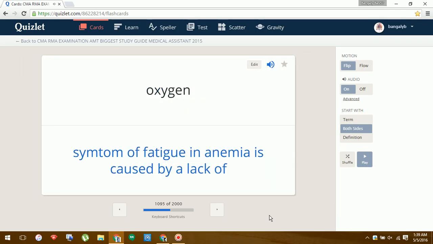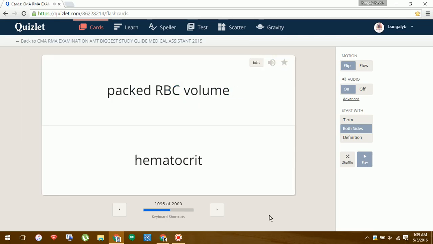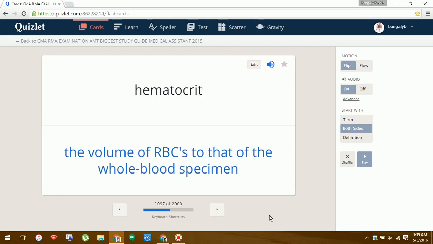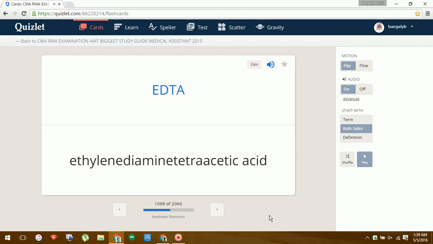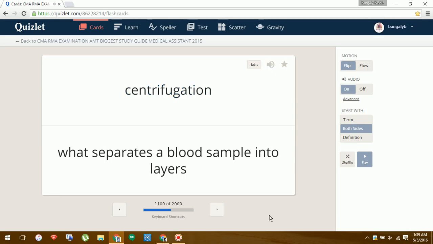Oxygen. Symptom of fatigue in anemia is caused by a lack of packed RBC volume. Hematocrit. Hematocrit, the volume of RBCs to that of the whole blood specimen. A few drops. How much blood is needed for a hematocrit? EDTA, ethylenediaminetetraacetic acid. Centrifugation. What separates a blood sample into layers?